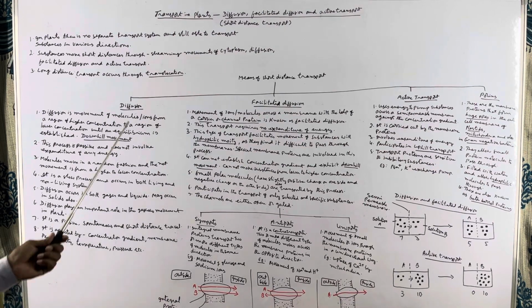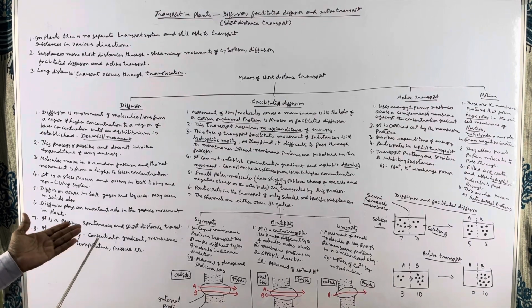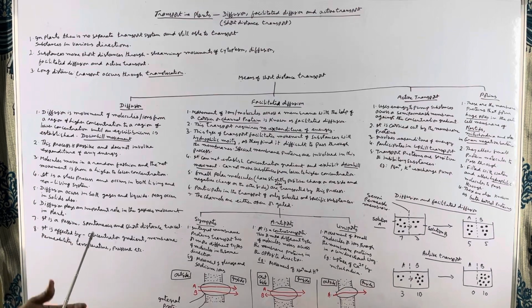One more important point about diffusion is no protein molecules are involved in the step of transport. So the points to remember in the case of diffusion is the movement is always downhill. That means from higher concentration to lower concentration. The molecules move from higher concentration to lower concentration. It requires no energy. It is a slow process. No proteins are involved in this type of diffusion.